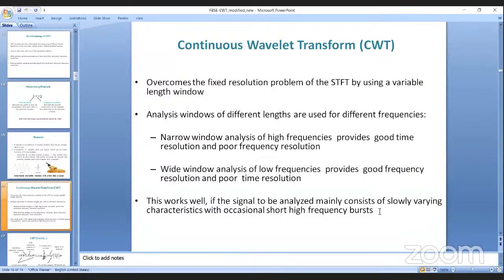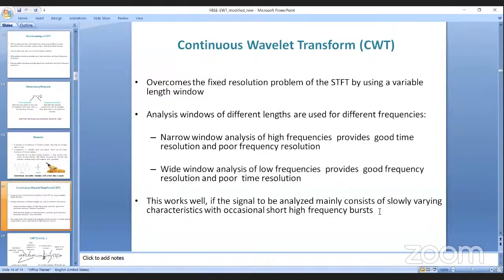So based on the selection of different scales, we can come up with different kinds of resolutions, which are suitable for analysis of different kinds of frequencies. So it should be clear at this point that the wavelet method works well.